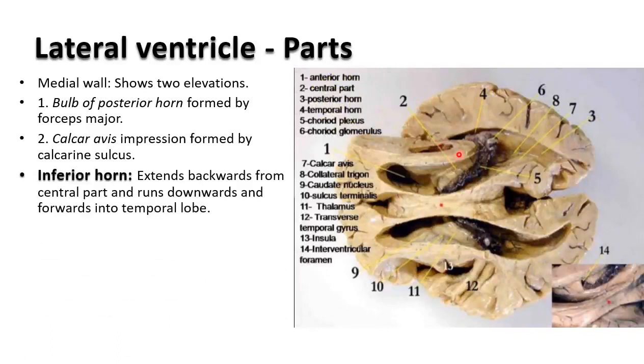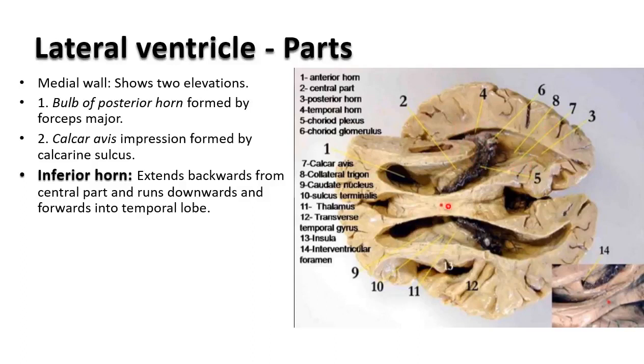Next, coming to the inferior horn. Here you are able to see the inferior horn. This is your central part or the body, and that is your anterior horn, and that is your posterior horn. On the medial wall of the posterior horn, you are able to see the calcar avis, that impression. Now the inferior horn extends into the temporal lobe. From the body it runs downwards and then forwards into the temporal lobe.